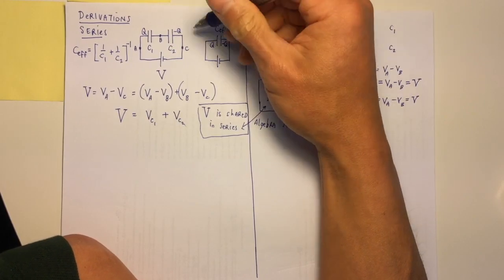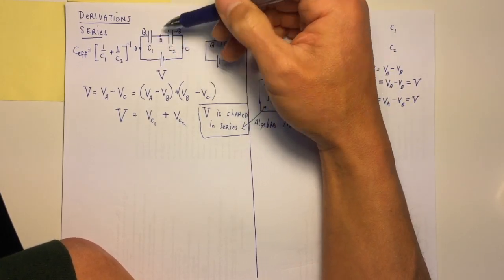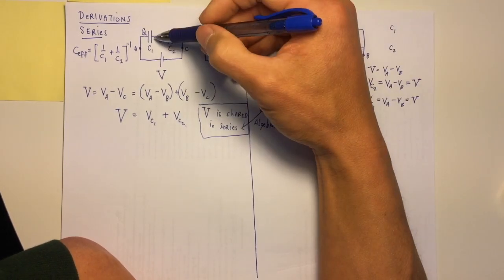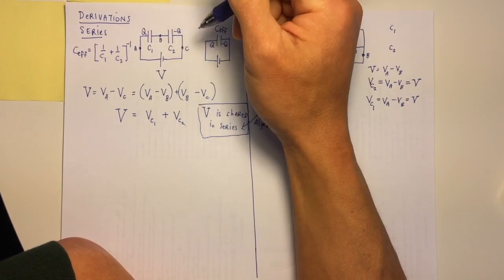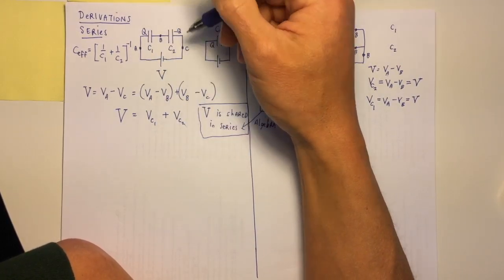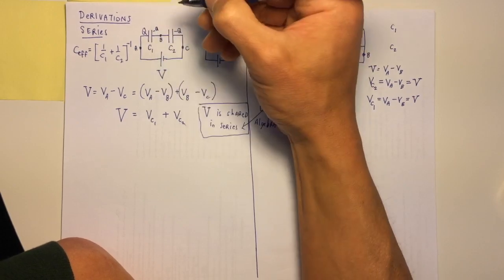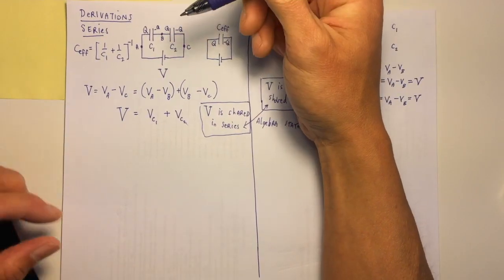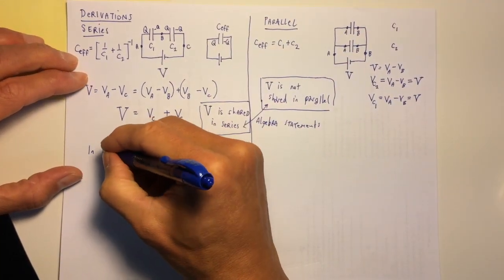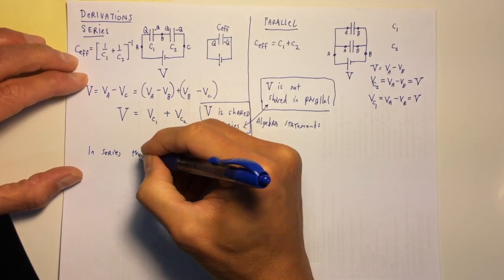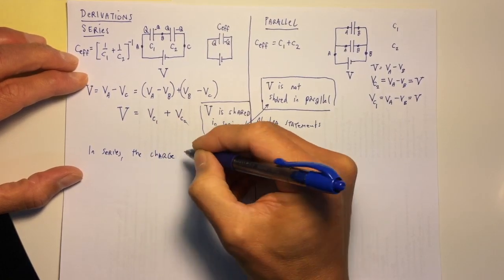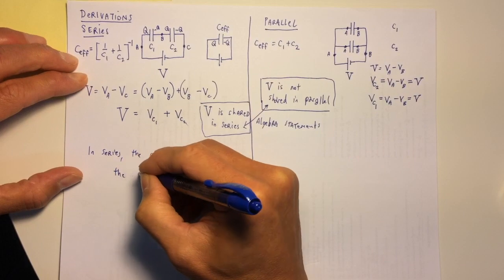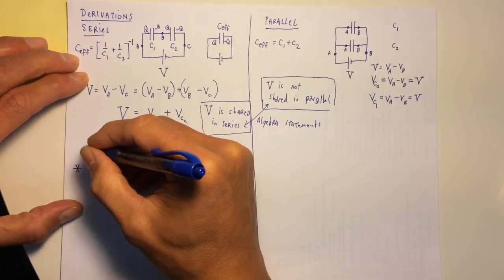But remember our Q net equals 0 rule for individual capacitors. So here Q net is 0, right? Q and minus Q add up to 0. Over here, the only way to get the net charge to be 0 on individual capacitors is to make minus Q and Q. So this is the only way it's got to be. That is, in series, the charge separations are the same. This is a big deal, and I'll put it in a box.